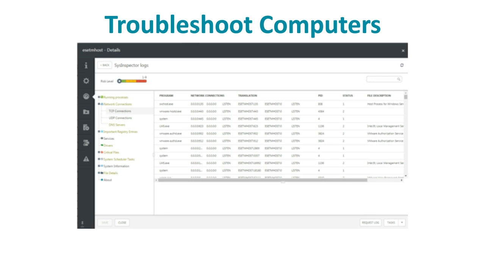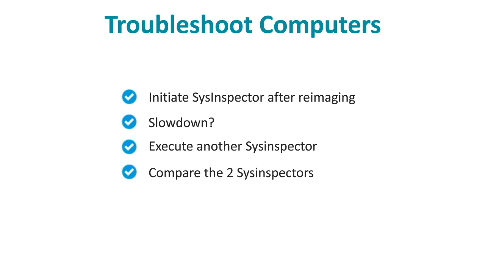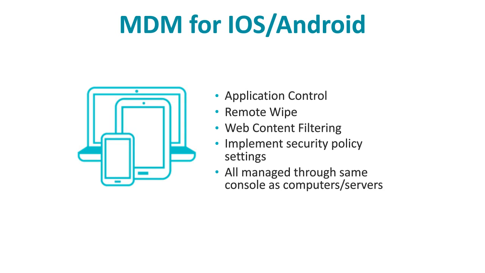And how some companies utilize this is they automatically initiate a Specter Log after they've re-imaged the computer or after they've purchased a brand new computer. Then once a user starts complaining about slowdown, whether it's the next day, whether it's months down the line, you can execute another Specter Log. And then ESET has the ability to compare those two logs and show you exactly what has changed over those days or months or weeks, whatever it ends up being. So you can quickly pinpoint the cause of slowdown or the problem that the user is experiencing.